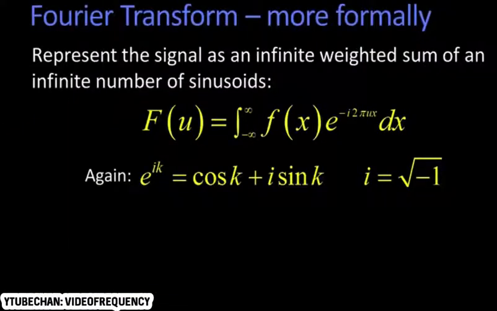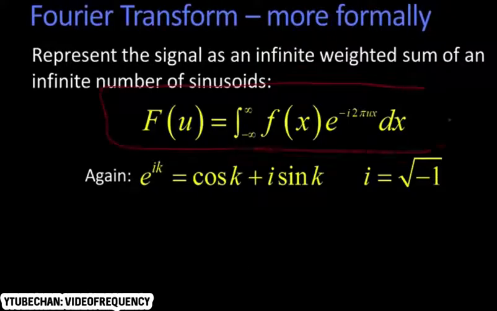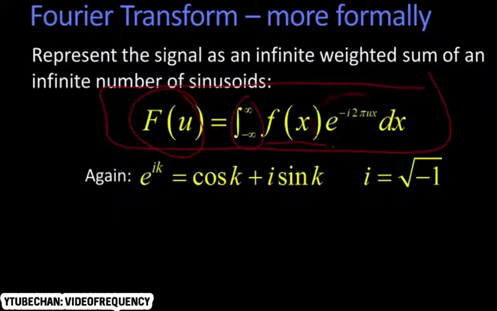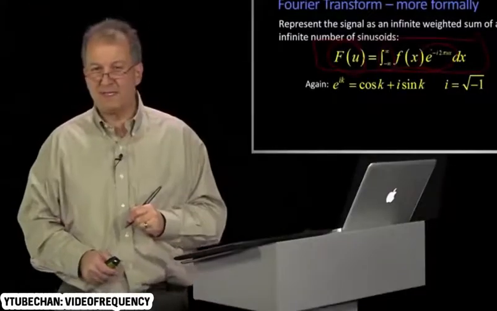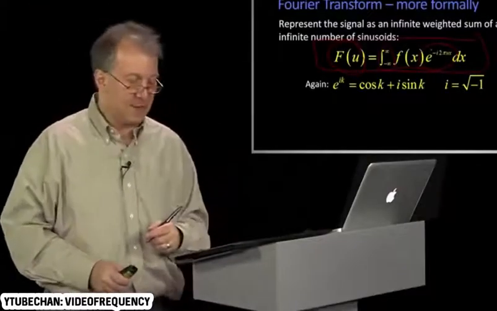Doing this a little bit more formally, we're going to represent our signal as an infinite weighted sum of an infinite number of sinusoids. So the Fourier transform, here it is in its beautiful glory in one dimension. F of u is the Fourier transform. We just take the infinite integral of the original function times e to the minus i 2 pi ux. And you might say, what? Where did that e to the minus i blah, blah, blah come from?